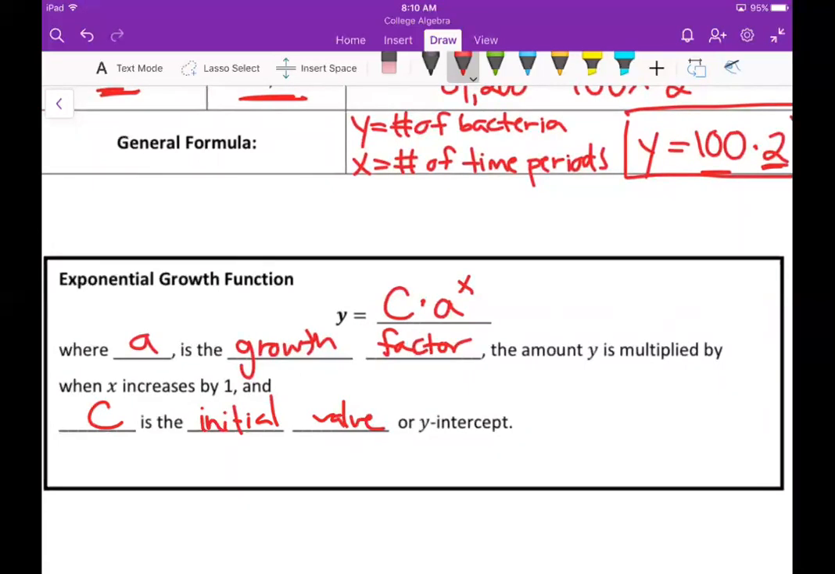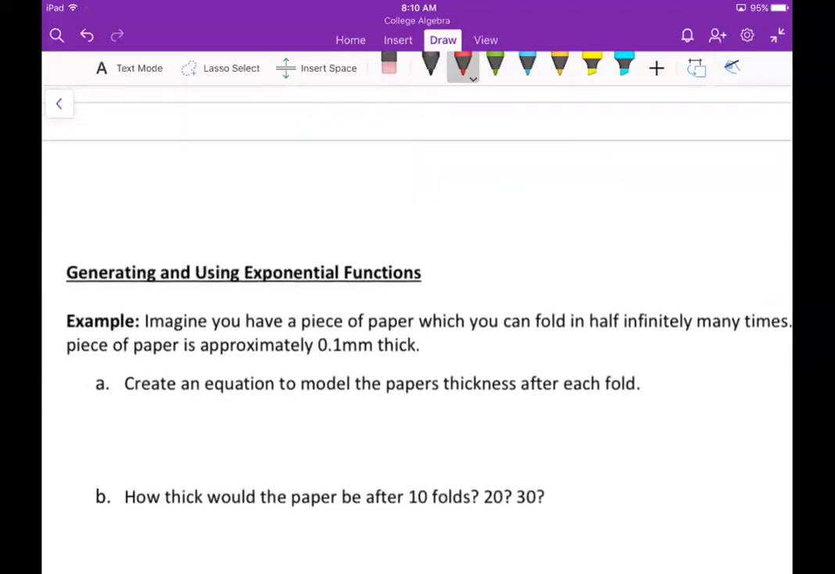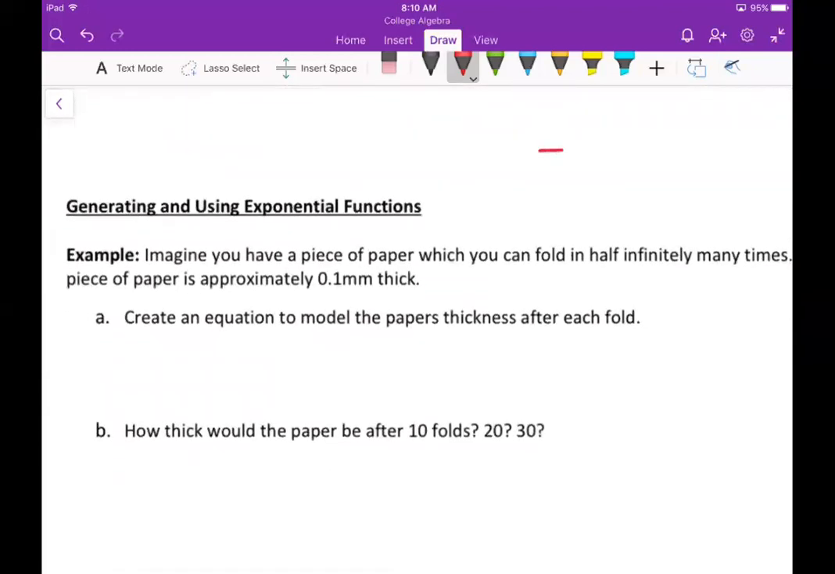Okay, so this idea of a growth factor and an initial value creating an exponential equation will help us build exponential equations to match all the different types of scenarios where we see exponential growth. So that's what we want to do next, is look at some more examples. Look at some examples of exponential growth and understand how we can build equations to represent these scenarios.